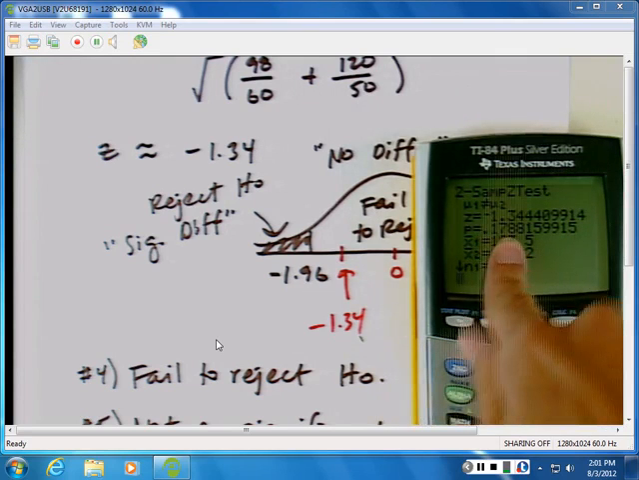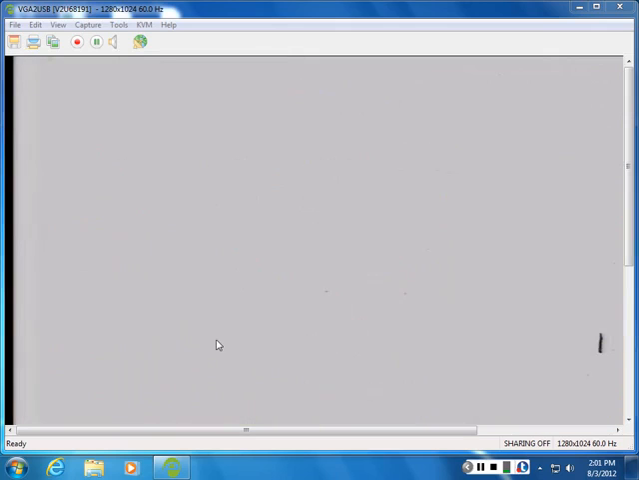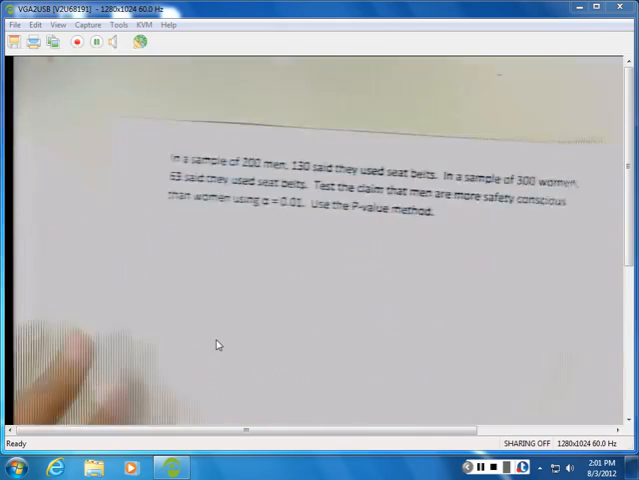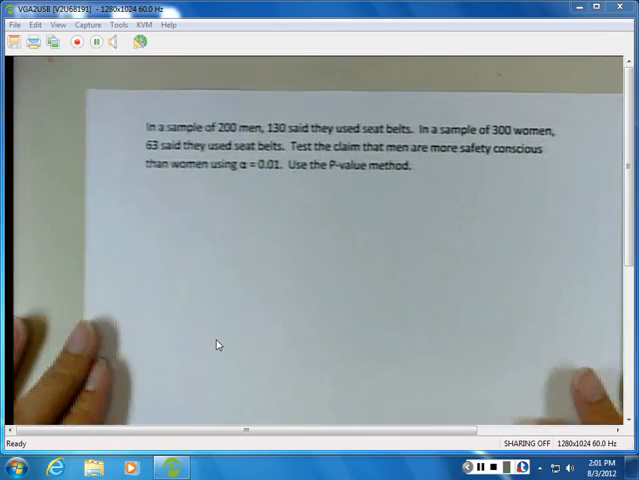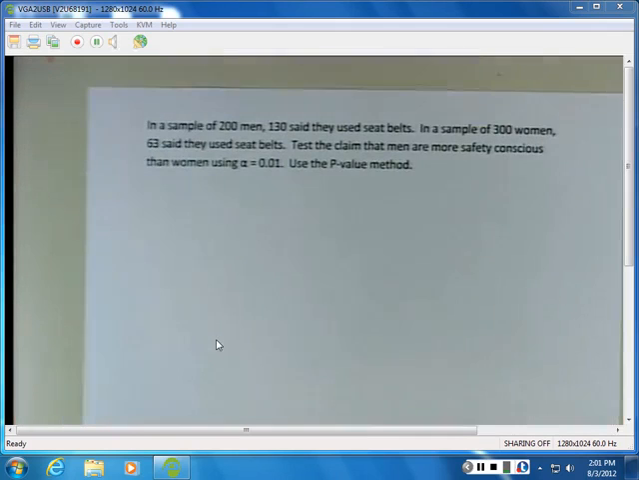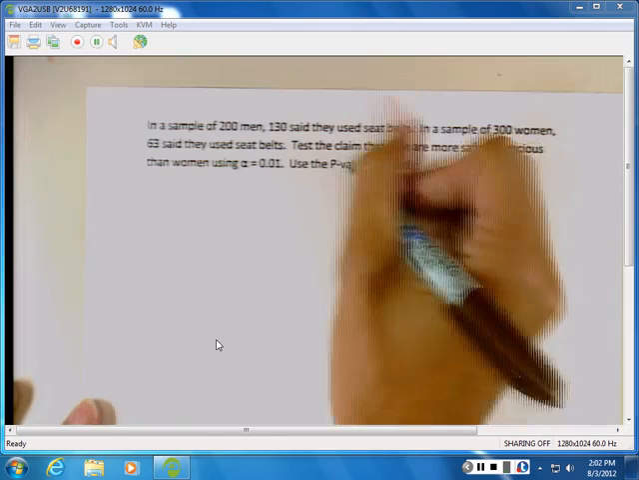Okay, so let's do another example. Here's my second example. This one is with proportions. Let me put it up here. So in the second example, it says in a sample of 200 men, 130 said that they used seatbelts. In a sample of 300 women, 63 said they used seatbelts. Test the claim that men are more safety conscious, meaning that more men wear seatbelts, than women at alpha equal 0.01. Use the p-value method.